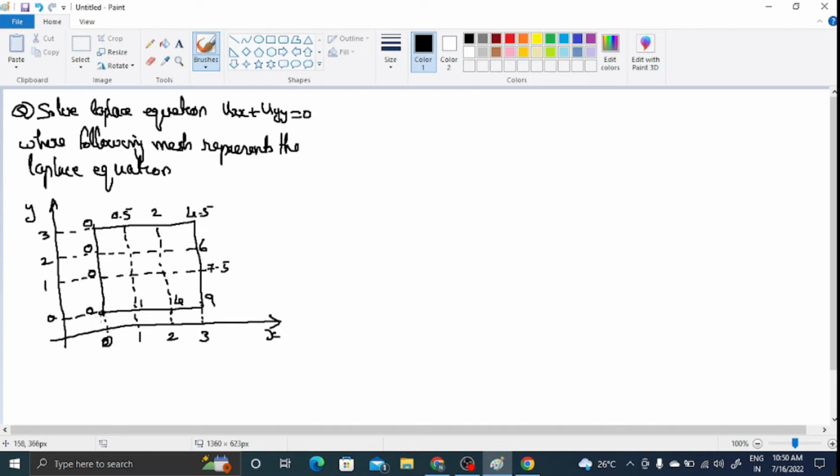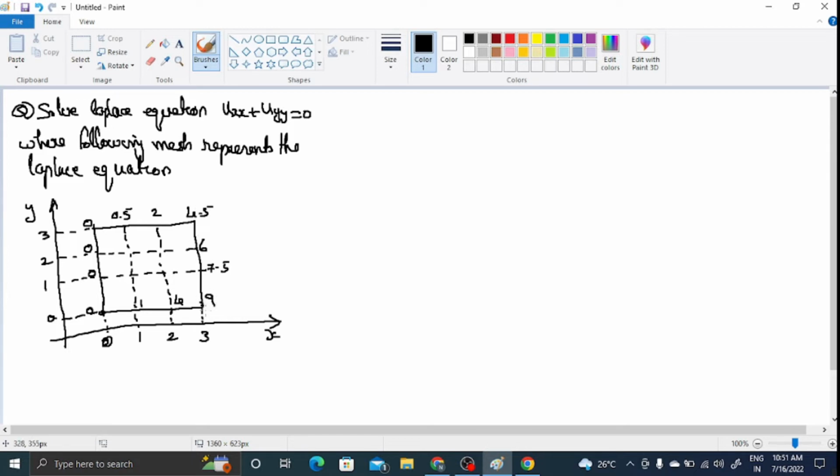The boundary values of this mesh are as follows. Corresponding to (0,0) we have 0. Corresponding to (0,1) we have 0. Corresponding to (0,2) we have 0. Corresponding to (0,3) we have 0. Now the next point, corresponding to (1,0) we have 1. Then corresponding to (2,0) we have 4. And corresponding to (3,0) we have 9.